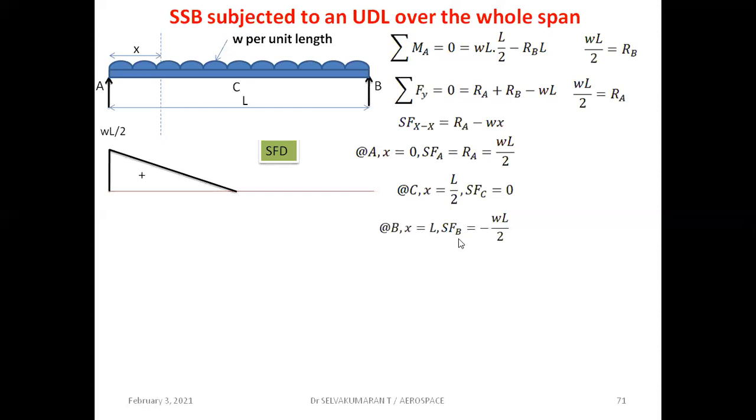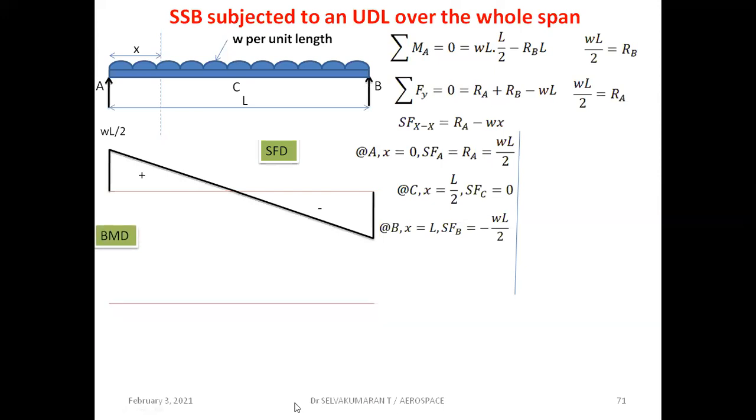At B, X is equal to L. The shear force at B is nothing but minus WL by 2, which should be shown below the line. From the right hand side, upward force is shown by a negative value. So you just connect it from this 0 to this negative value. This is the shear force at B, minus WL by 2, or RB equal to WL by 2. Complete the diagram. This is the positive shear force, and this is the negative shear force. Here the shear force is 0.